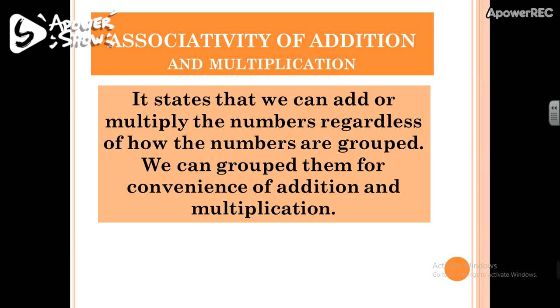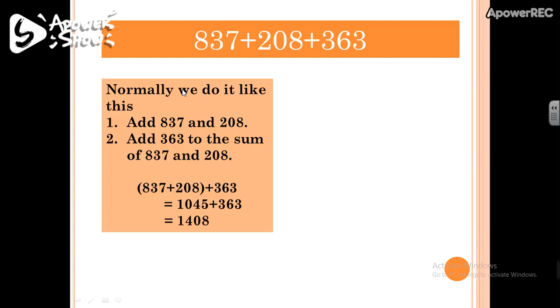But the question which arises is, why do we need regrouping of numbers? We can easily find the product and sum of numbers by just adding and multiplying them. So why do we need regrouping? To understand this, just look at the following example. Here we have to add three numbers, 837, 208 and 363.